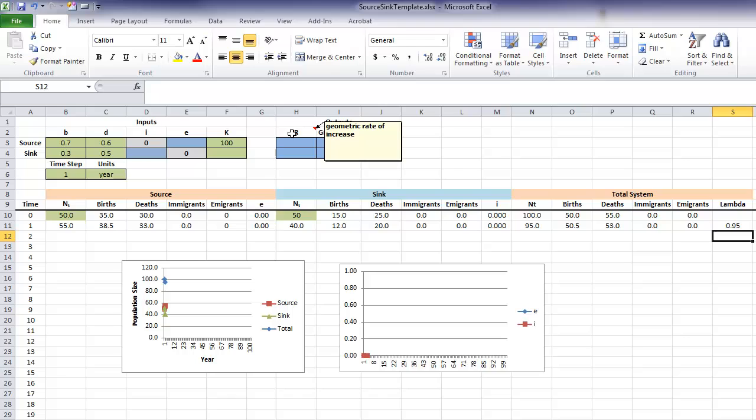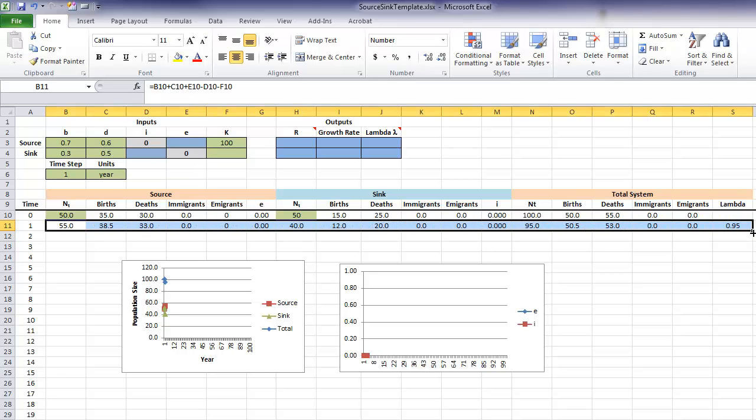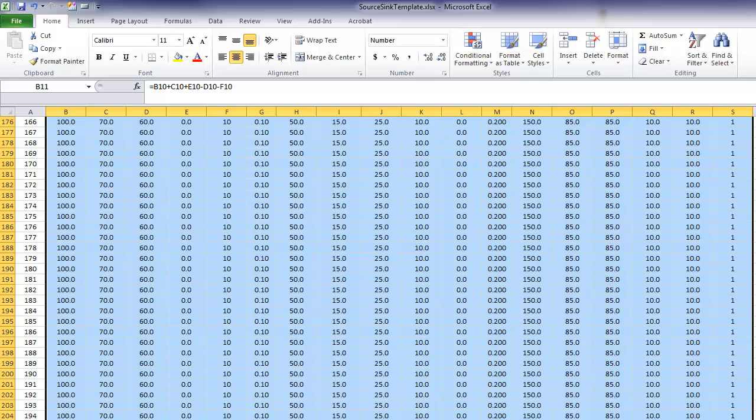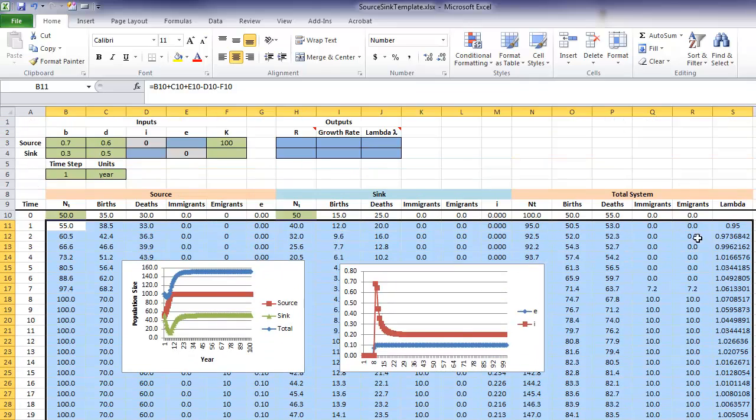And I put a little text box in here to remind us that capital R is the geometric rate of increase. We're going to calculate our growth rates the same way. It's the same thing as the geometric rate of increase, and then we will also calculate lambda. We're going to calculate these outputs for our year 200 outputs, just in case this thing needs some time to stabilize. So at this point, we can take all of our equations and copy them through to the year 200. And we can see our dynamics playing out in the figures that are displayed.